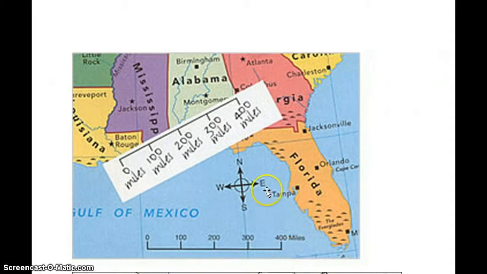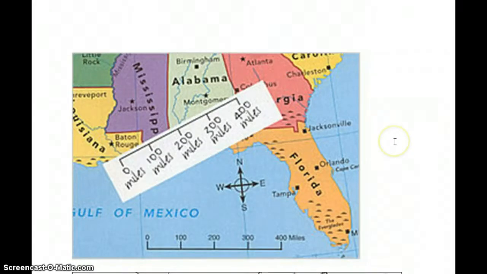On the map, I've used the scale to measure between Baton Rouge in Louisiana and Columbus on the border of Alabama and Georgia. As you can see, the scale shows that the flying distance between Baton Rouge and Columbus is about 400 miles. On the map itself, it's only about 2 inches.